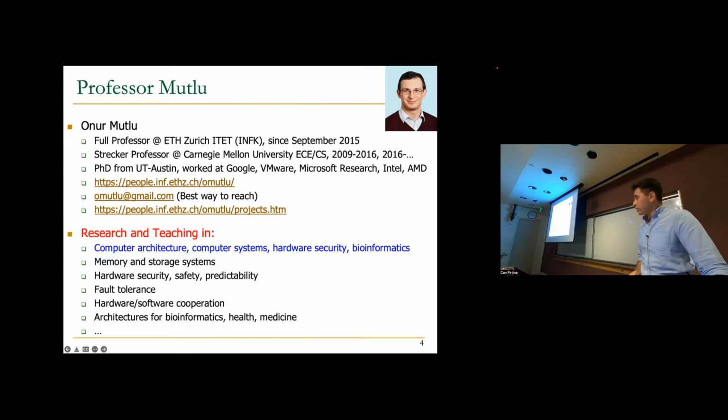He's a professor at ETH Zurich in the Department of Information Technology and Electrical Engineering, but he's also affiliated with the Computer Science Department since 2015. Previously, he was a professor at Carnegie Mellon University, and he got his PhD from UT Austin, advised by Yale Patt, and he worked at many companies such as Google, VMware, Microsoft Research, Intel, and AMD. We're still collaborating with many of these companies very closely, and you can reach him using his email address and know more about him using his website, of course.